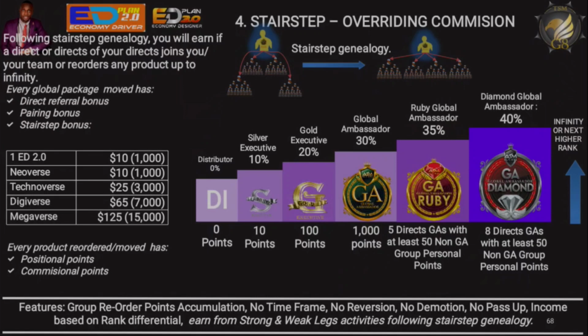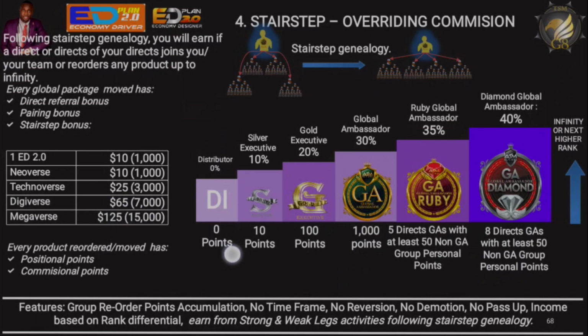The other way of making money is what we call stair-step income, okay? Under the stair-step income, each and every package has what you call a stair-step value, a positional amount for stair-step. So when someone joins you with an ED 2.0 account or a Neoverse, the stair-step amount for that package is $10. Technoverse has $25, Digiverse has $65, and Megaverse has $125.